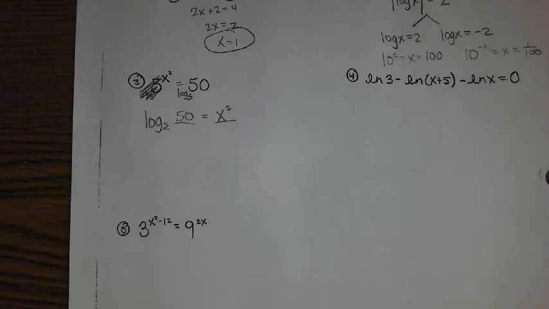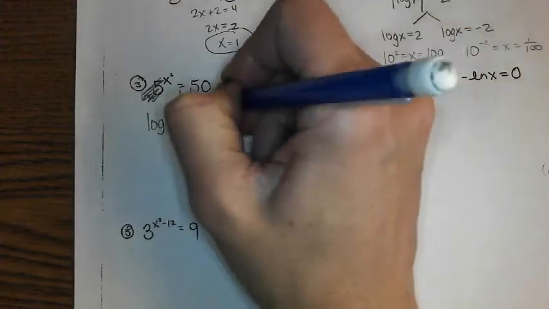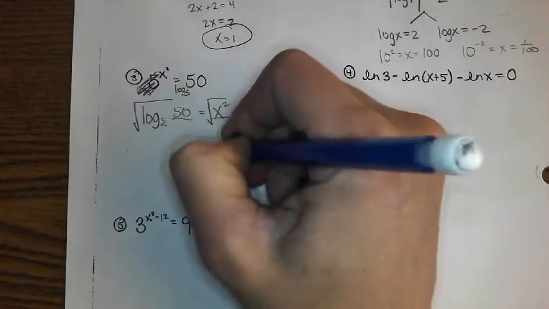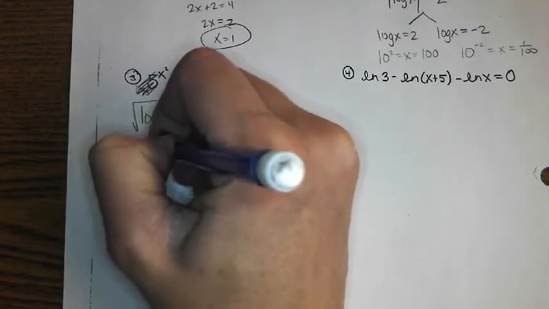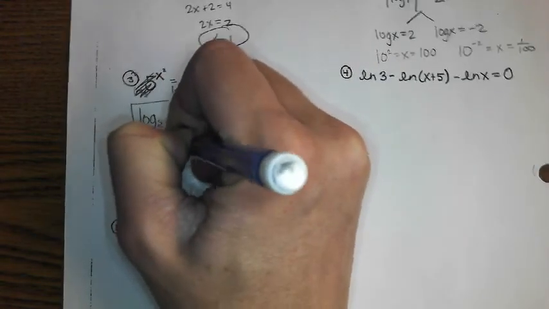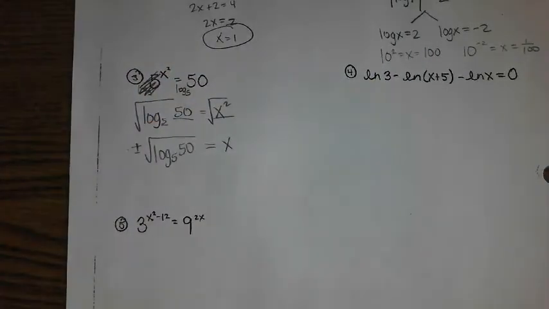And then what do you do to both sides here? Square root, very good. And so x equals plus or minus the square root of log base 5 of 50. And that's as good as we're going to get. How about 4?